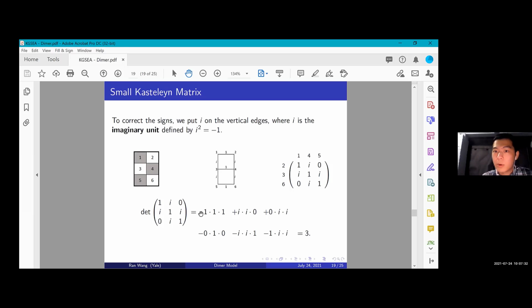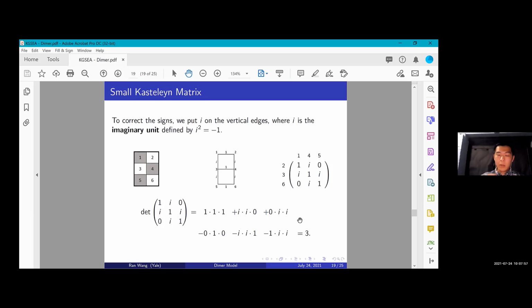And we are surprised to see that the result is actually correct. It's 3. For this term, it's 1. These three are 0, so never mind. For these 2 terms, those are -i squared, which is -(-1), which is +1. So altogether, it's 3.